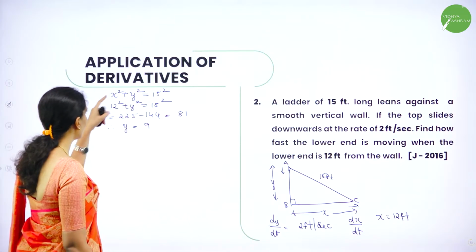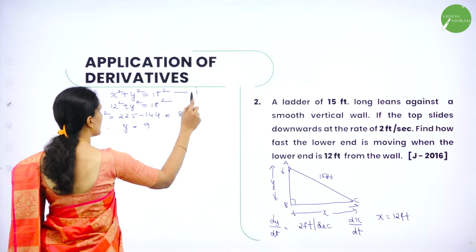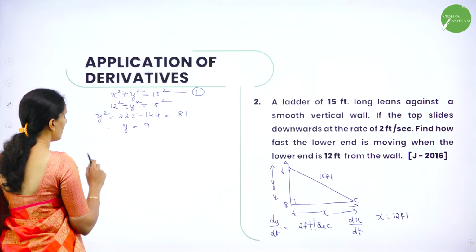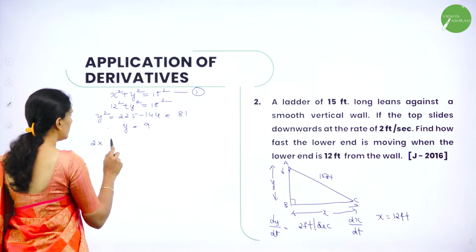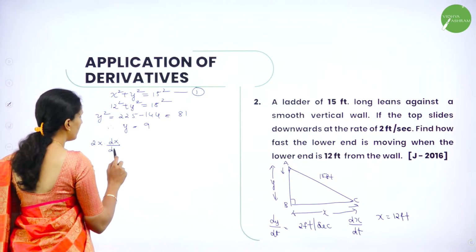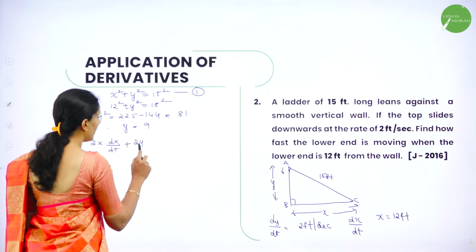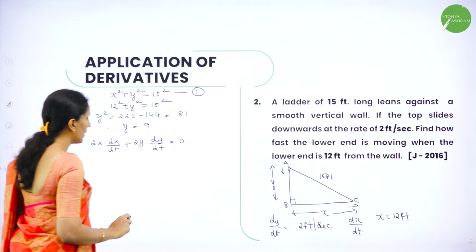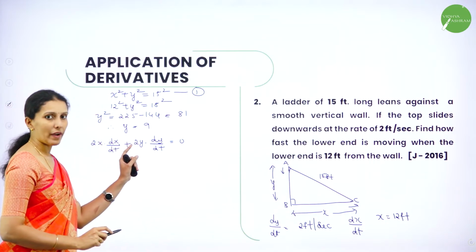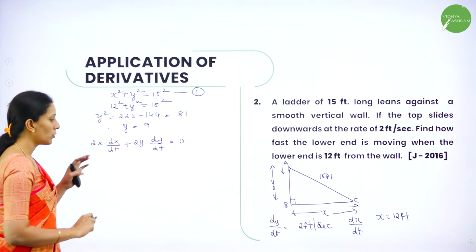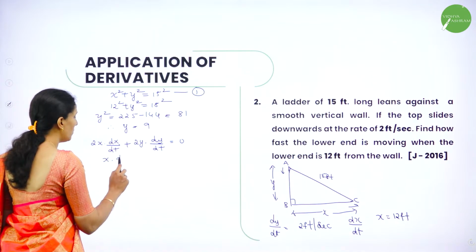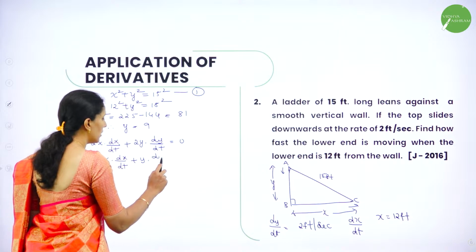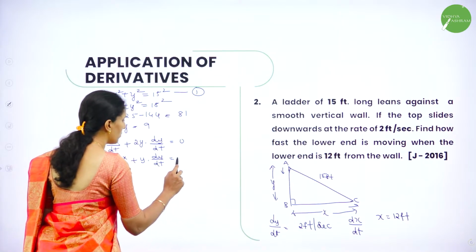Now let us derive this equation. So let me take this as equation 1. Now derive equation 1 with respect to time. So we get 2x into dx by dt plus 2y into dy by dt is equal to 0. Again we have 2 as a common factor. So we can take out 2 or divide 2 throughout. We get x into dx by dt plus y into dy by dt is equal to 0.